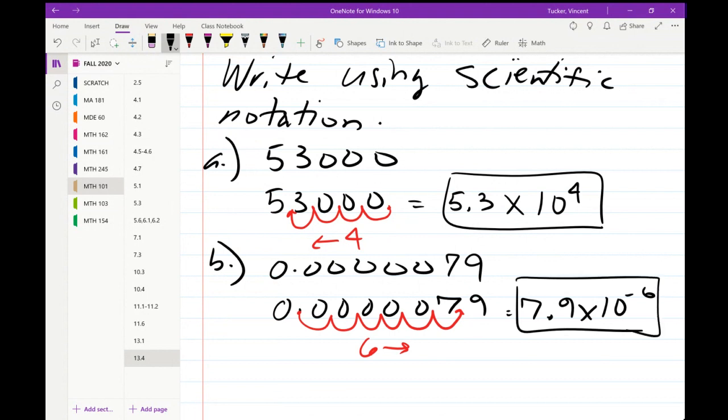All right, we had a small number, and we turned it into a larger number, 7.9. So that means our exponent would be negative 6. In part A, before, we had a larger number, and that 10 to whatever power is supposed to represent that larger number. So that's why that's a positive 4. And in B, we had a smaller number, 0.0000079. So that exponent is going to be negative to represent that smaller number that we have.